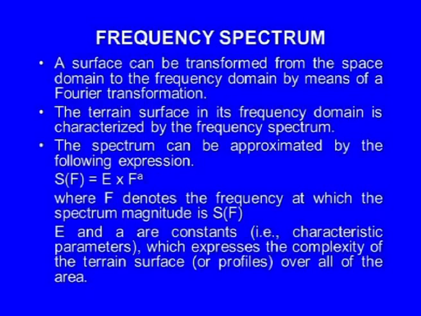The next numeric descriptor is the frequency spectrum. A surface can be transformed from the space domain to the frequency domain by means of a Fourier transformation. The terrain surface in its frequency domain is characterized by the frequency spectrum. The spectrum can be approximated by the following expression: S(f) is equal to E multiplied by f raised to the power a, where f denotes the frequency at which the spectrum magnitude is S(f). E and a are constants, that is characteristic parameters, which express the complexity of the terrain surface or profiles over all of the area.